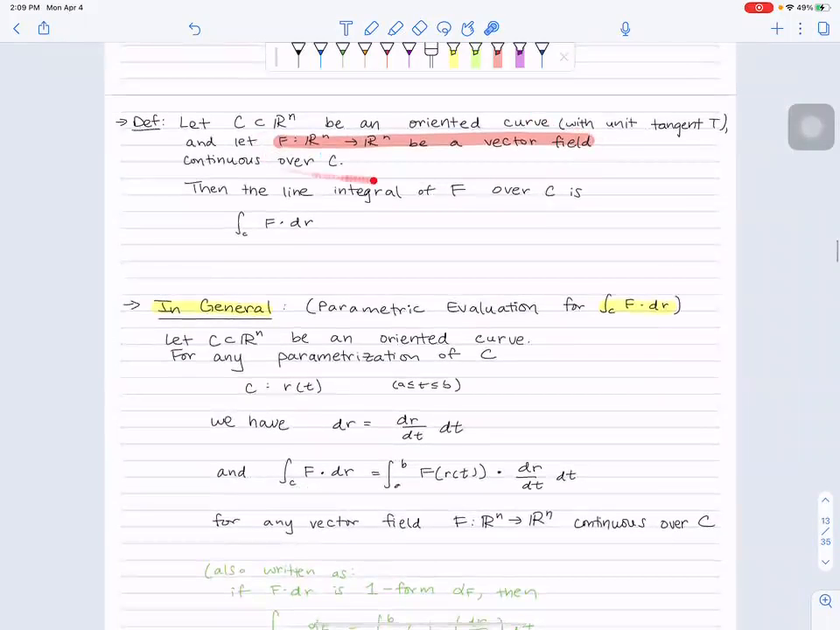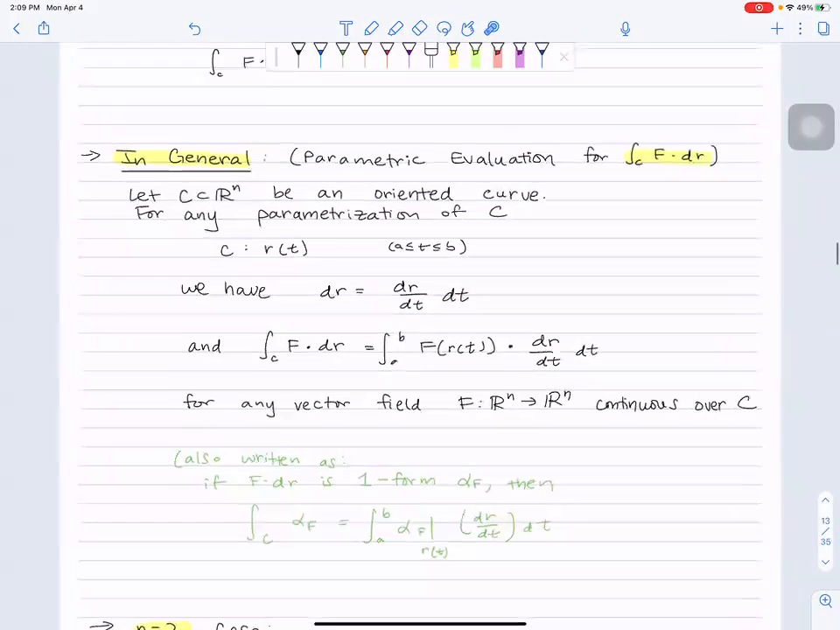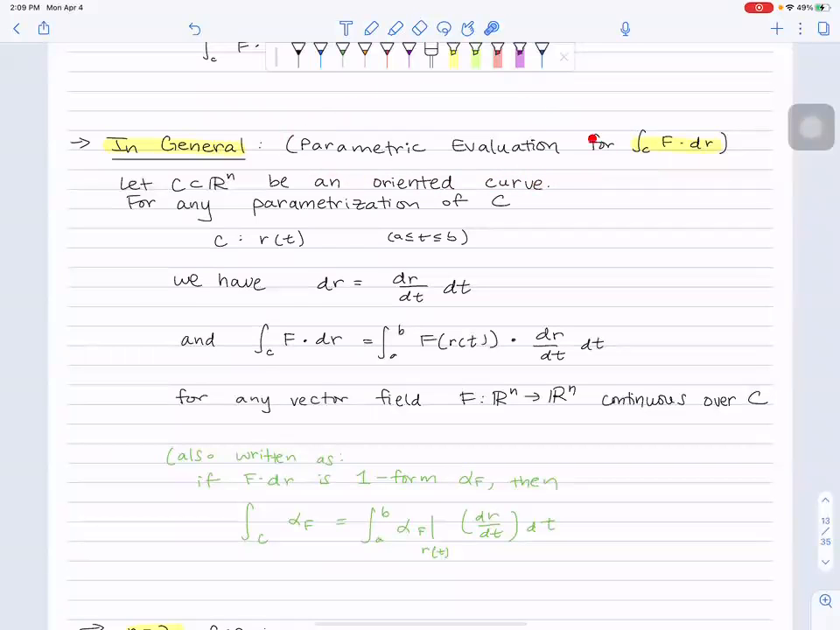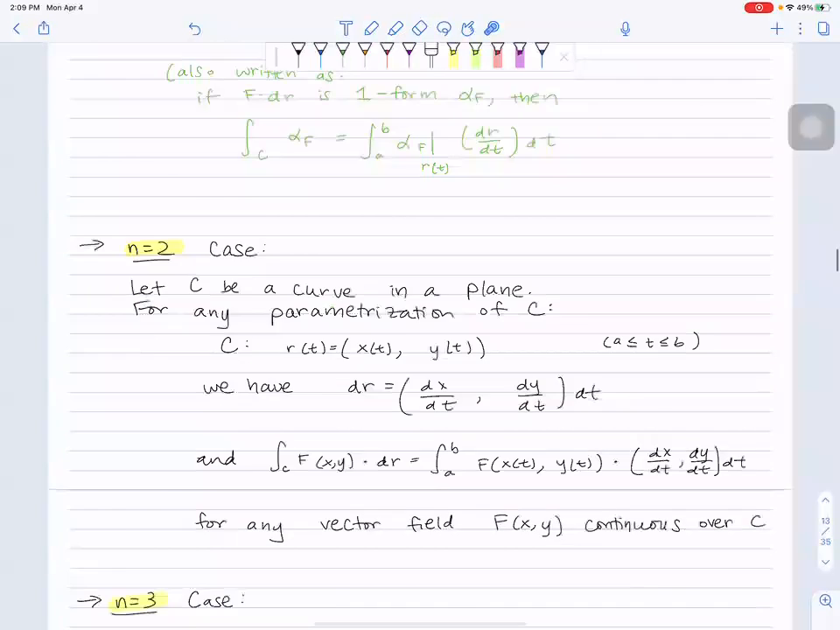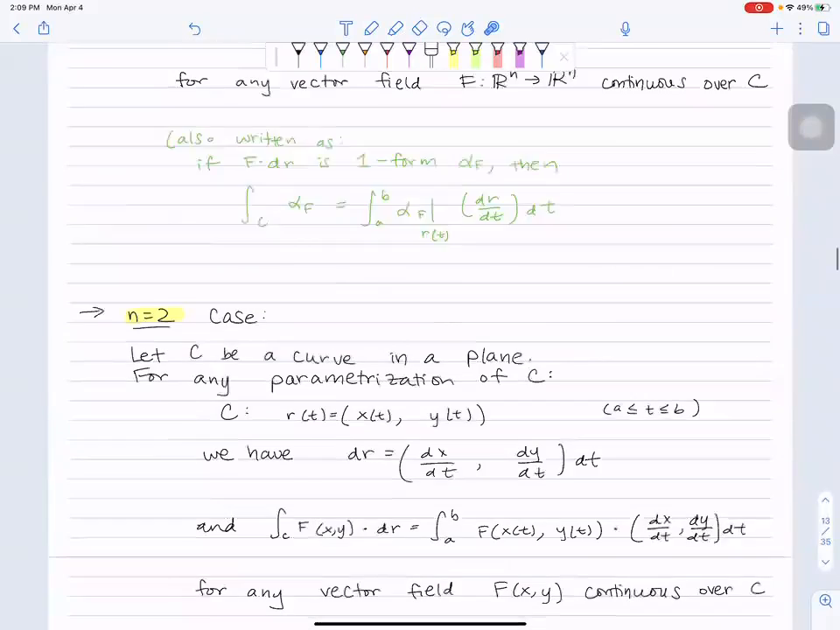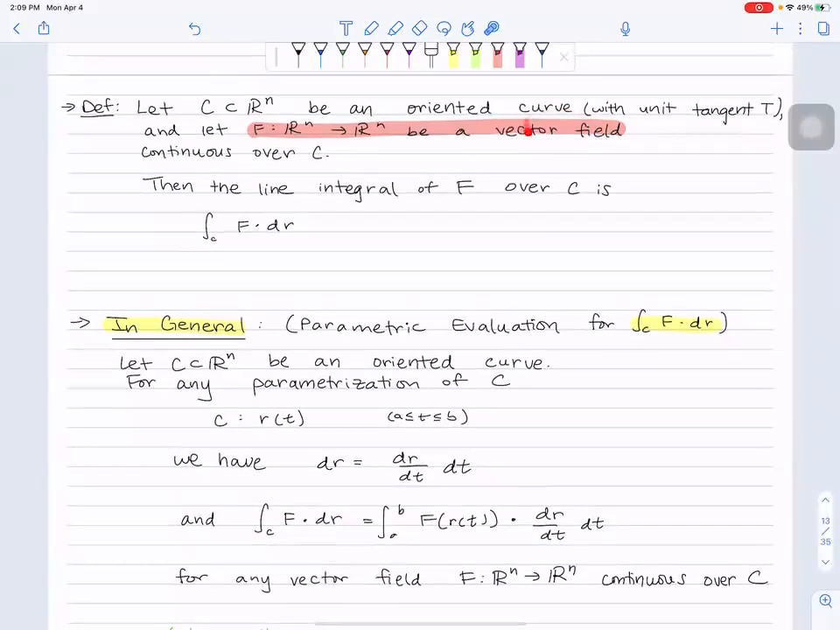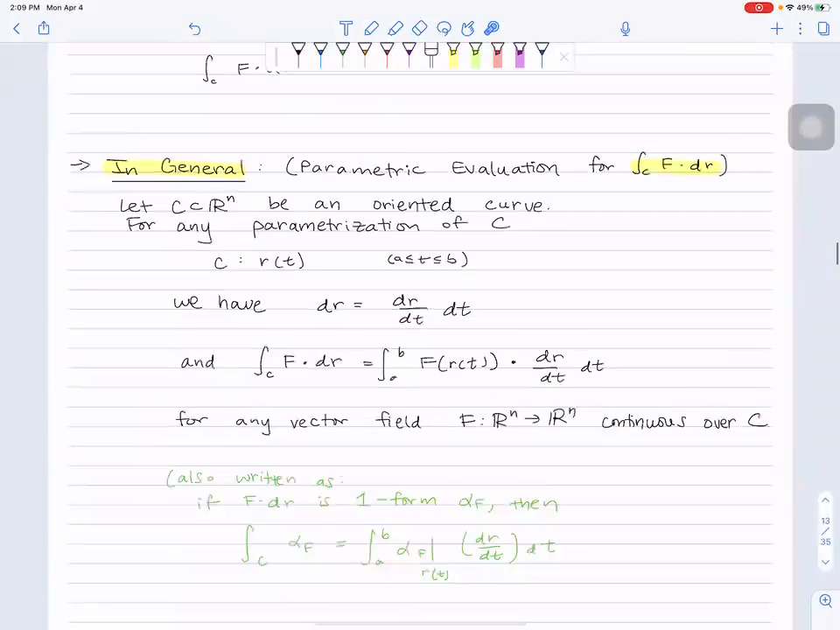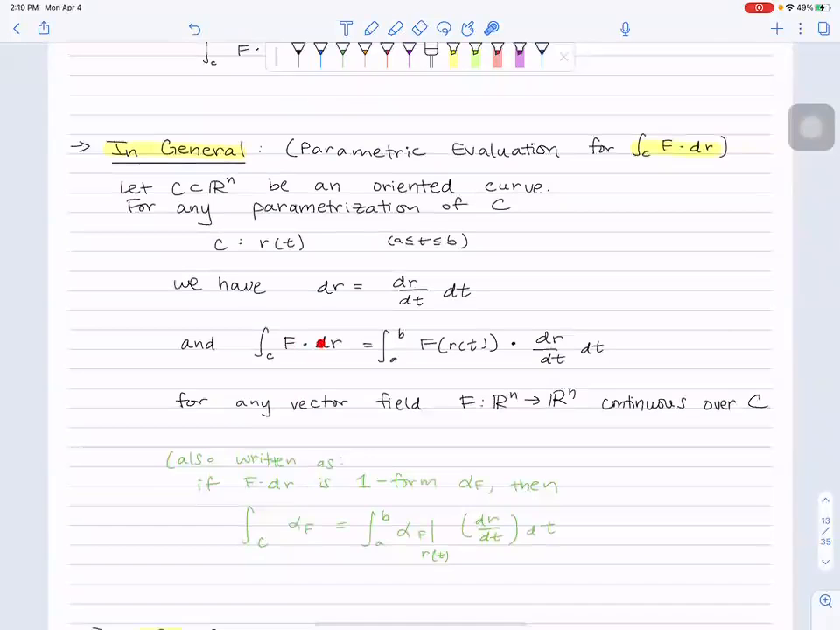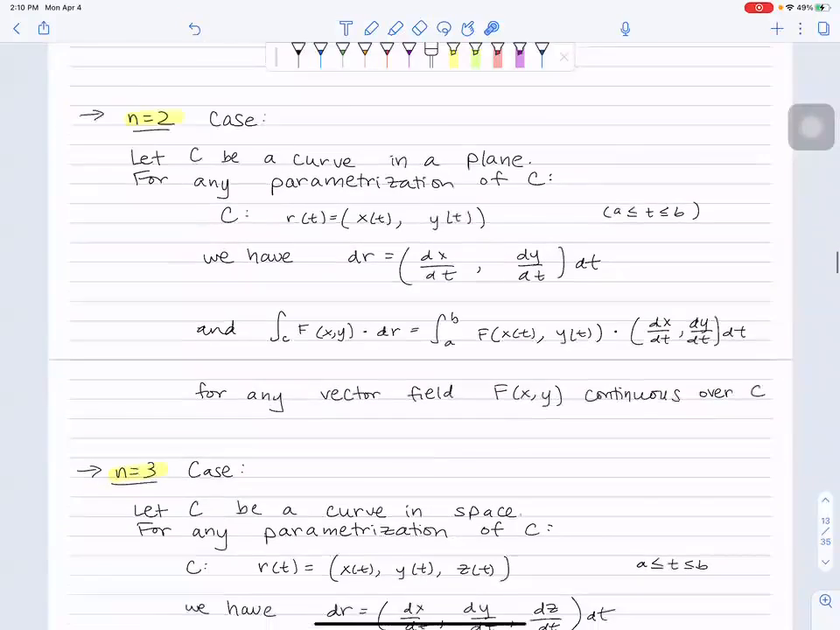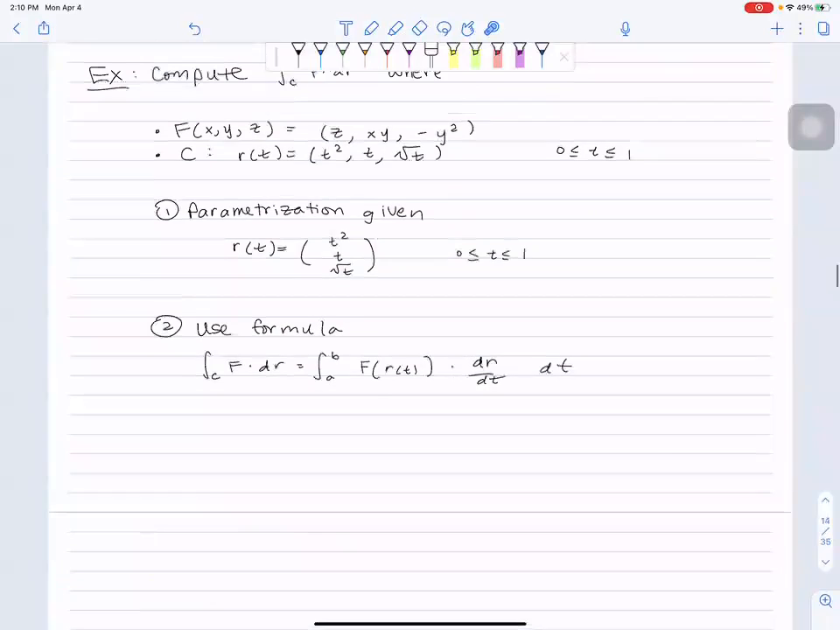So now we're dealing with vector fields, right? In general, if we have some parametric evaluation, it is still the first one. We have this definition again, but now the only difference is F is some vector field. So we have this same definition where F dot dr is you plug your parameterization into F, dot dr dt, dt. And there's an n equals 2 case and an n equals 3 case, depending on how many variables you have.